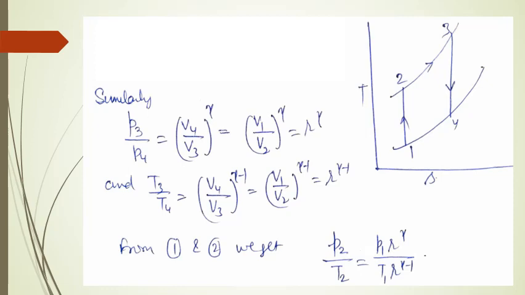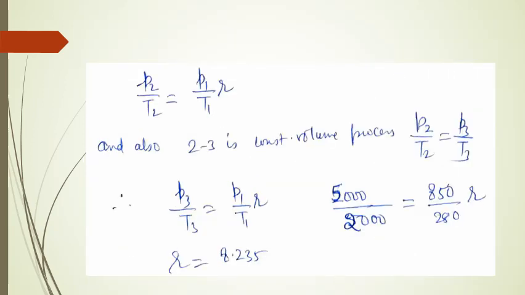So from equations 1 and 2 on the last slide we get this relation: P2 upon T2 is equal to P1 r raised to power gamma upon T1 r. So finally we get this relation.